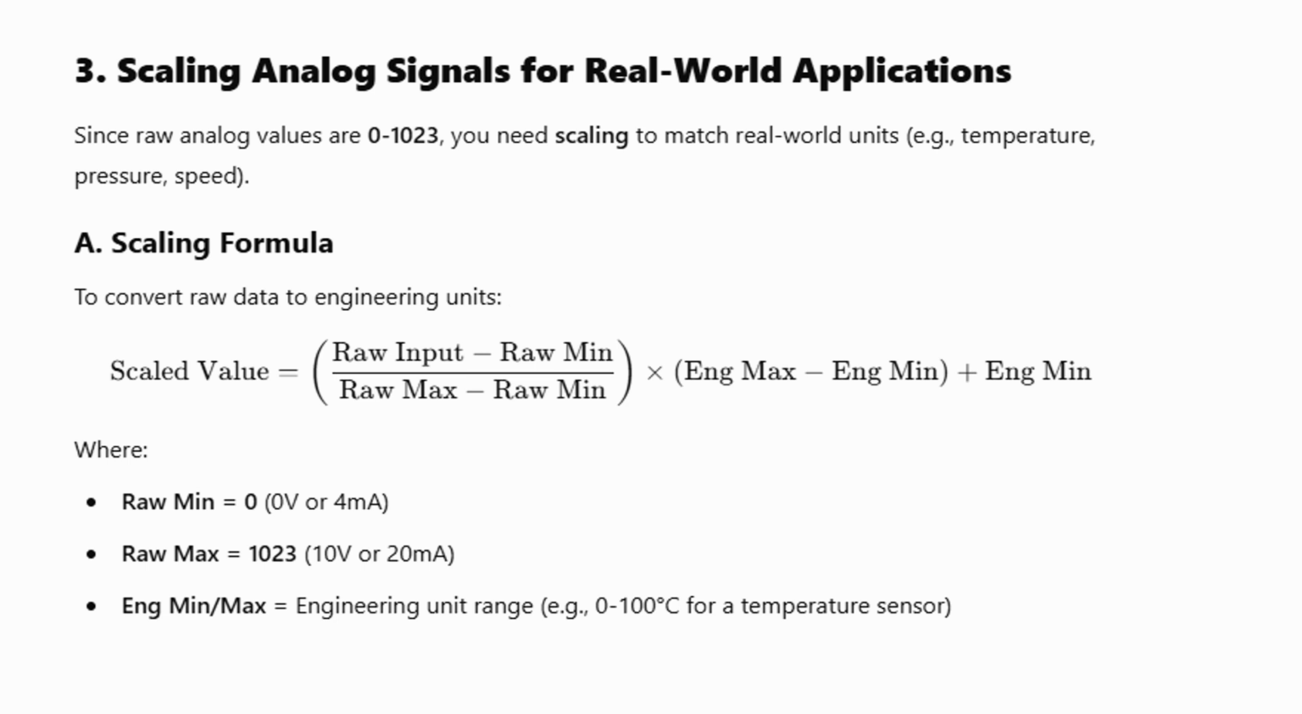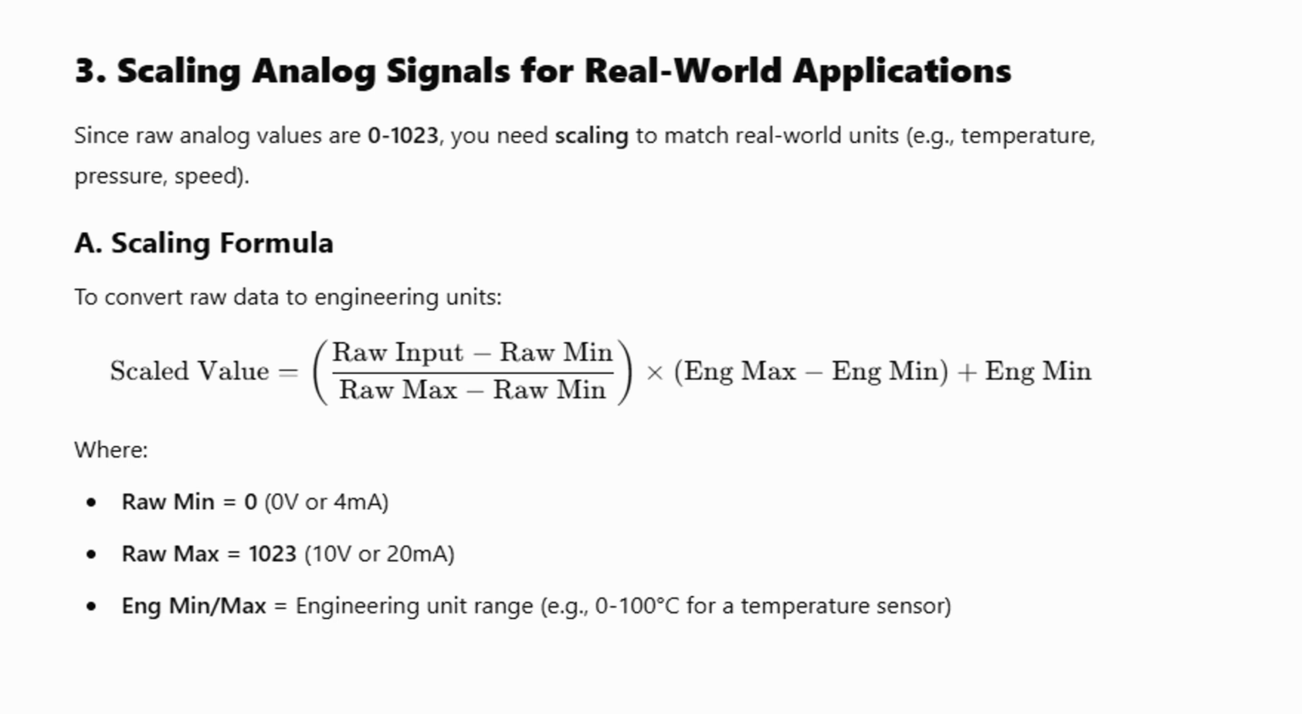One thing to keep in mind with scaling analog signals: you've got to give this a little bit of thought. If you're familiar with the equation of a line, y = mx + b, the slope and the intercept and so on, you have to remember that with this PLC, since your raw analog values inside of the PLC are 0 to 1023, you need to have scaling to match the real world units, which are also known as engineering units.